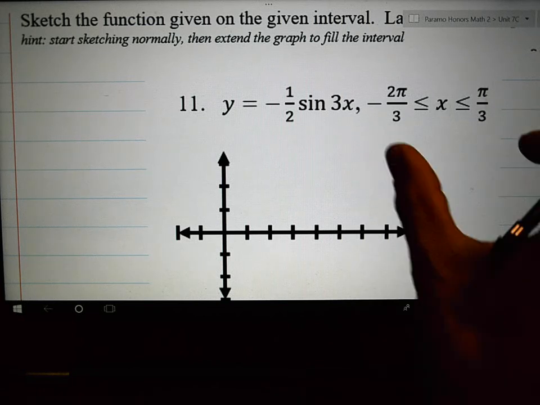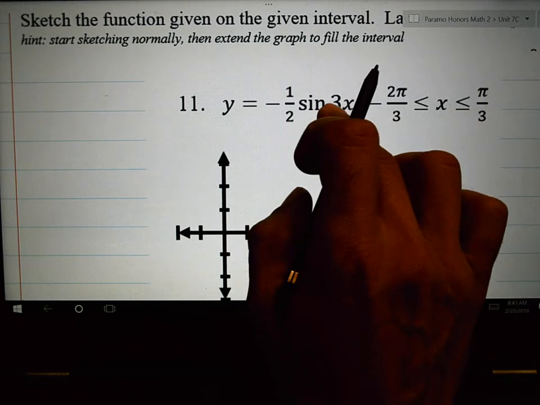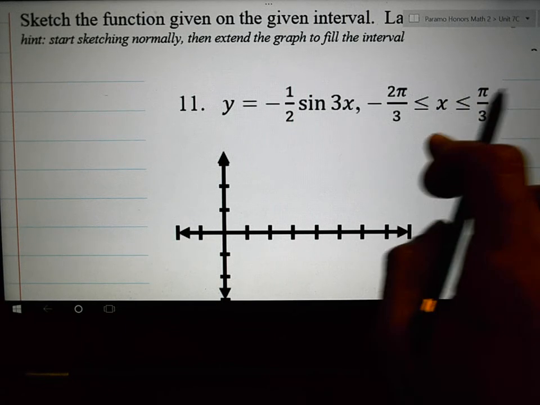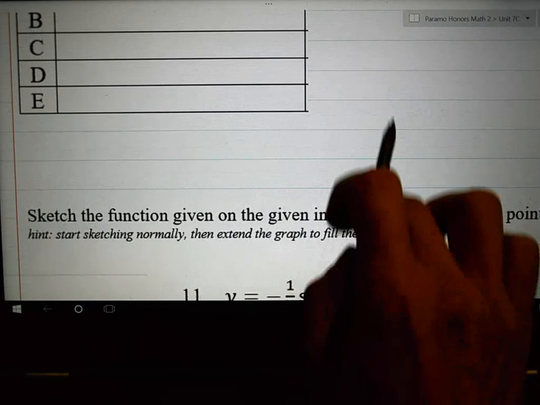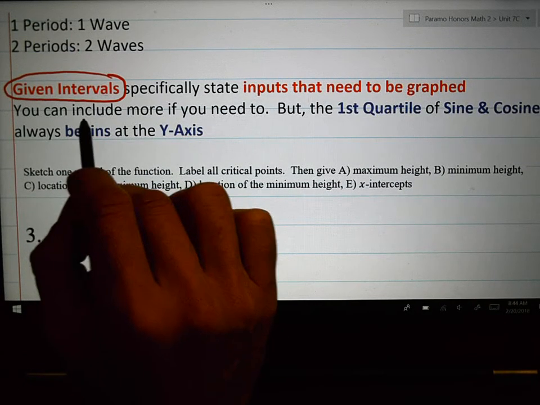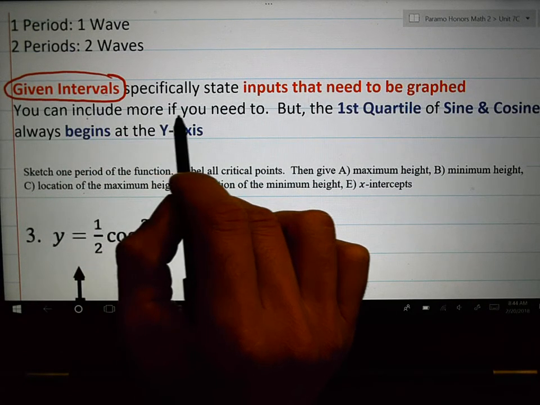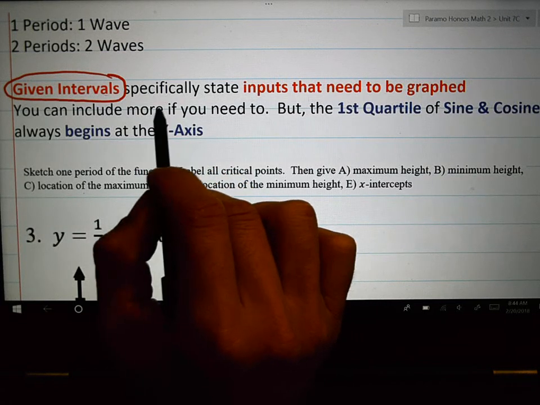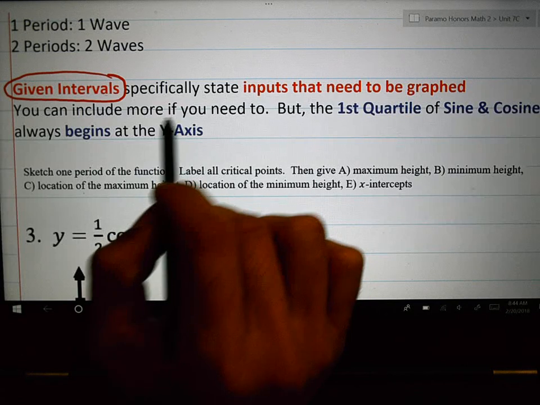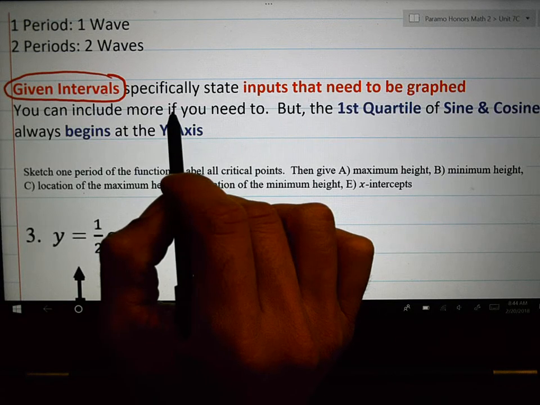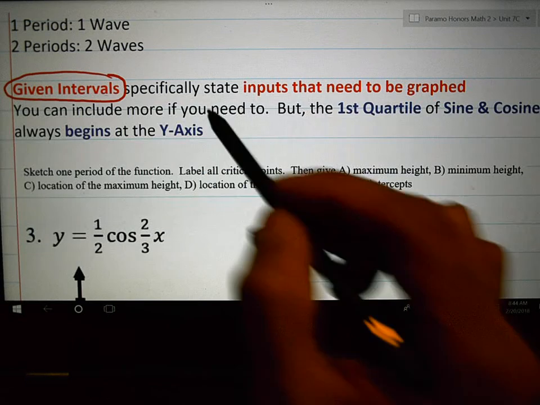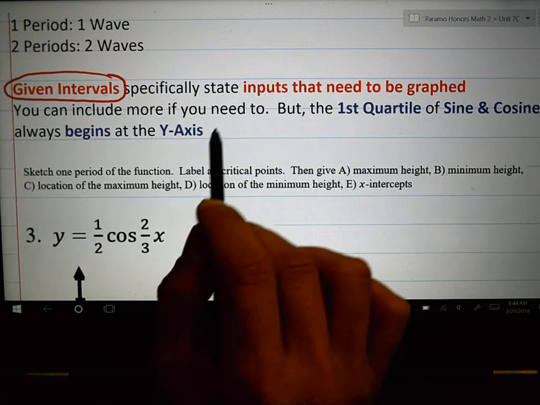But if you see something like this, they're telling you that the angles that you're graphing have to be between a given interval. That's what that means. That's the new stuff. You can include more if you need to. I would suggest you do 4 quartiles the same way we've been doing, and then add or subtract from the 4 quartiles whatever you need to fit the given interval.